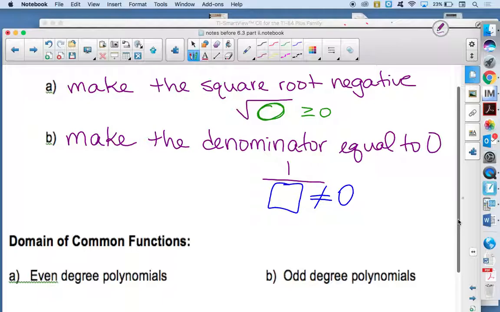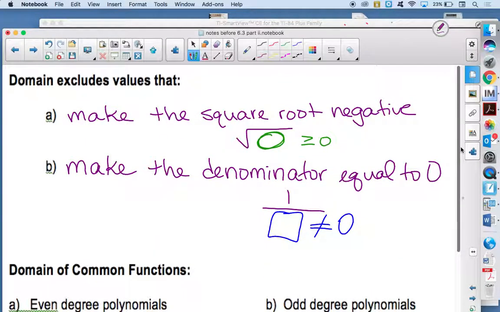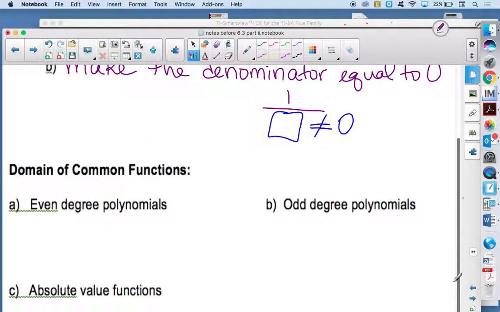Three other things about domain, and these are domain of common functions. So if you have a square root function, it has to be greater than or equal to 0, whatever's underneath the square root. If we have a fraction as a function, then whatever's in the denominator isn't allowed to be 0. However, there are other functions that we've looked at, and these common functions would be like the even versus odd.